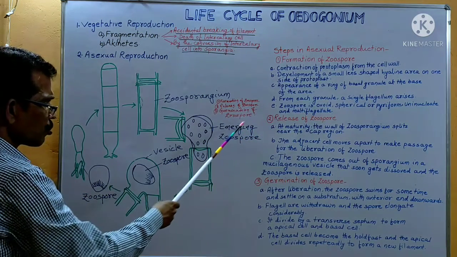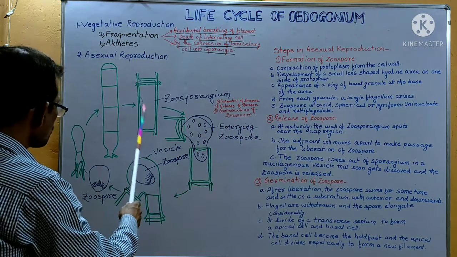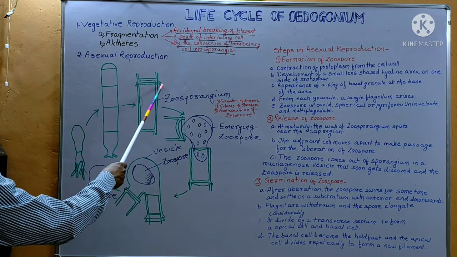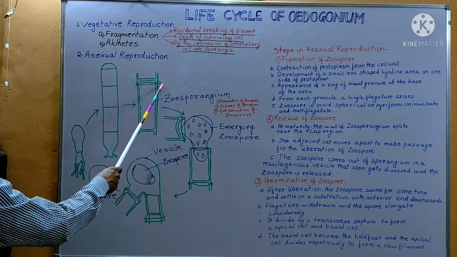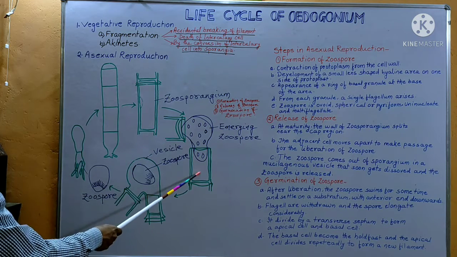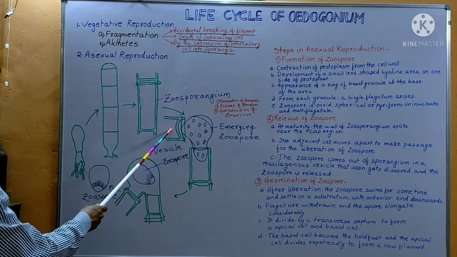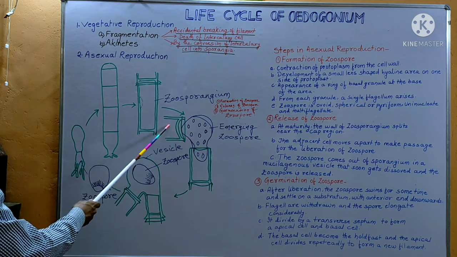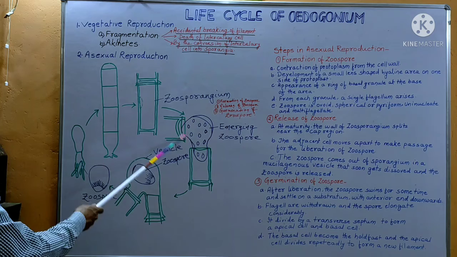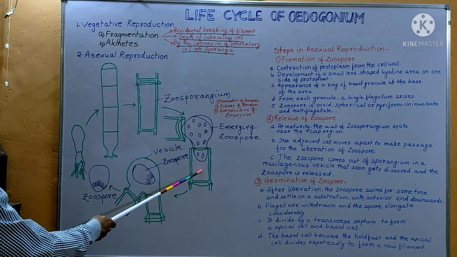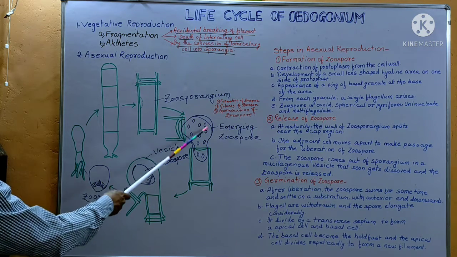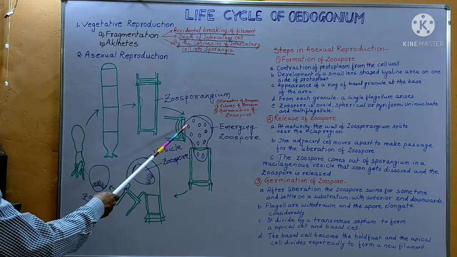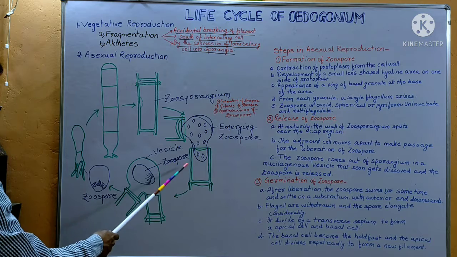Second is release of zoospore. At maturity, the wall of the zoosporangium splits near the cap region. Following this, the adjacent cells move apart. Here you see this is one adjacent cell and this is another adjacent cell. These two adjacent cells have moved apart, thereby making the passage for the emerging zoospore. This is the emerging zoospore, which is a uninucleate structure.